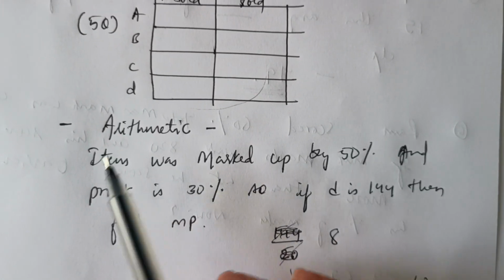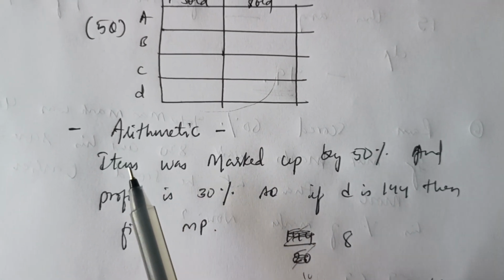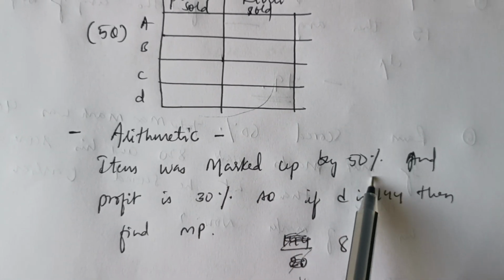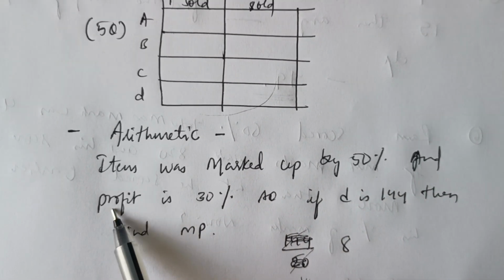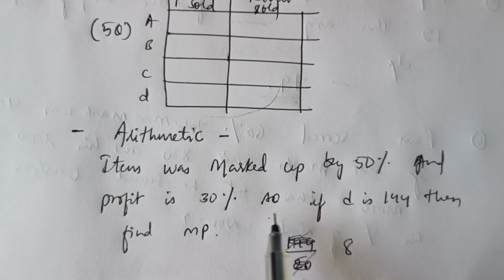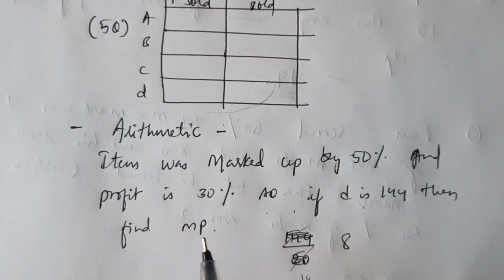Okay. One question was related to profit and loss. The question is like, an item was marked up by 50 percentage, and then the profit earned on that was 30 percentage. If the discount is 144, then we have to find the marked price of that item.